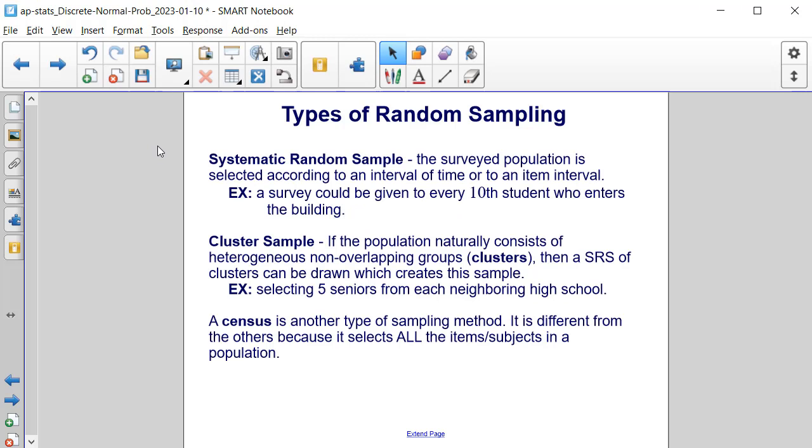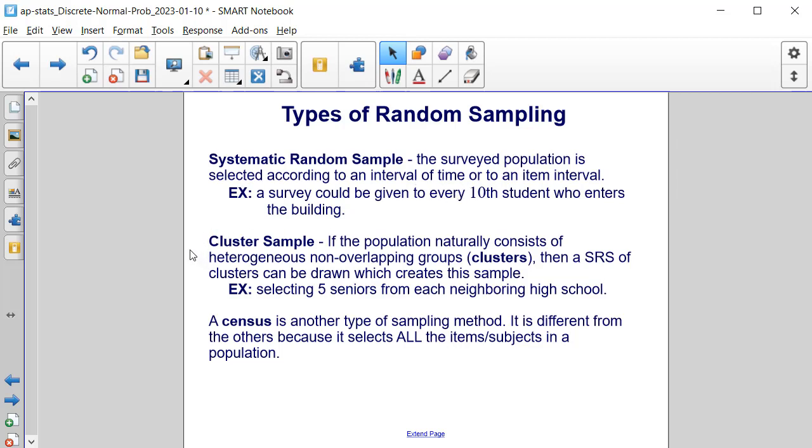Systematic random sample is when the surveyed population is selected according to an interval of time or an item interval. So a survey could be given to every 10th student who enters the building. There's a system involved. There's a set number that they always abide by in order to select the next person. That's a way to remember what systematic is.